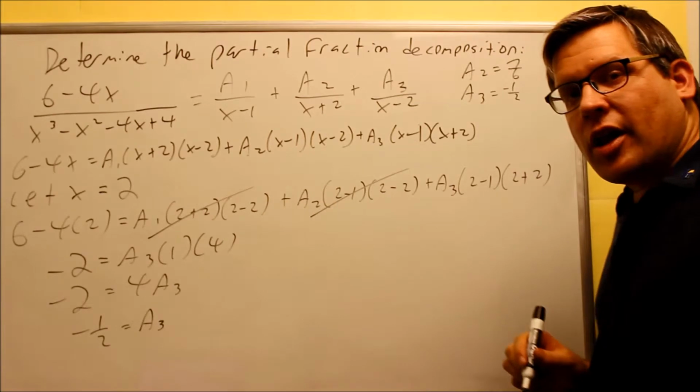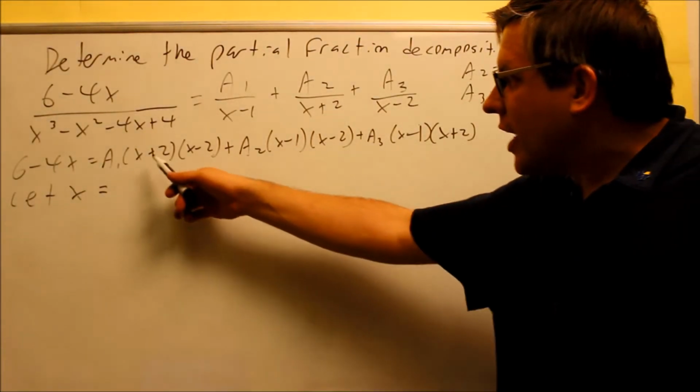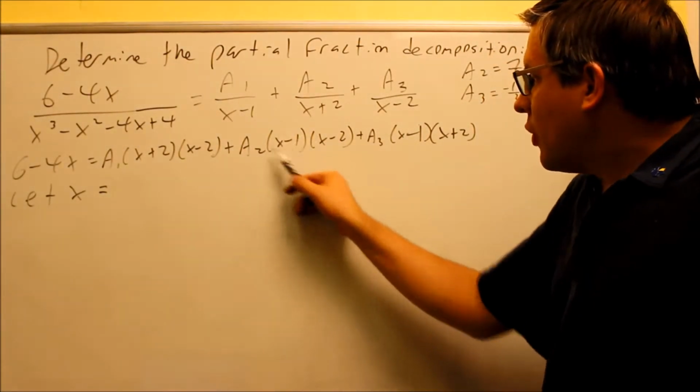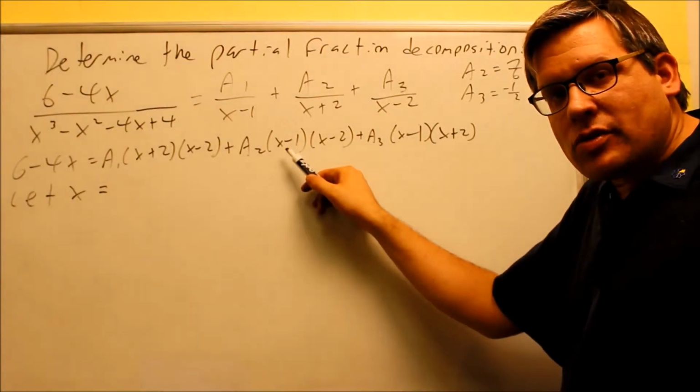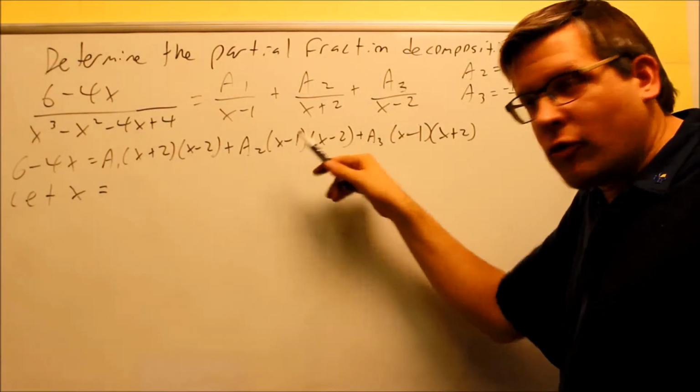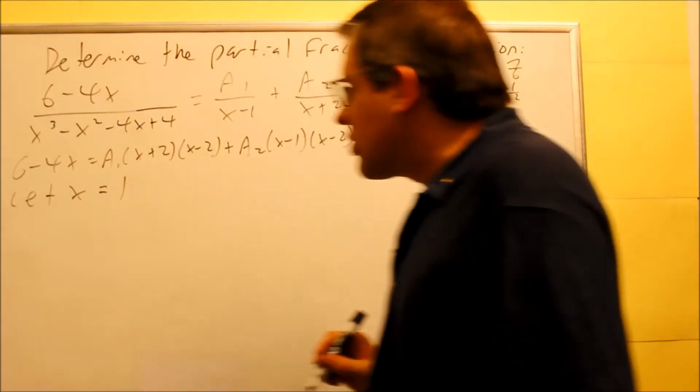So we need to pick another value. We've already tried negative 2 and positive 2. I notice there's another value I can put in that will cause something to be a 0, and that's going to be the value of 1. So now, let's pick x is equal to 1.